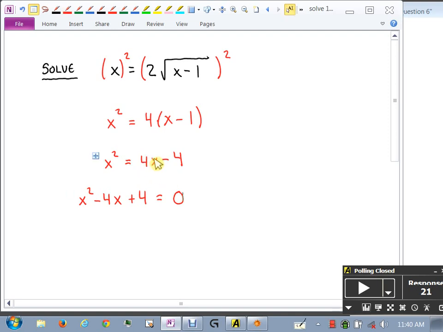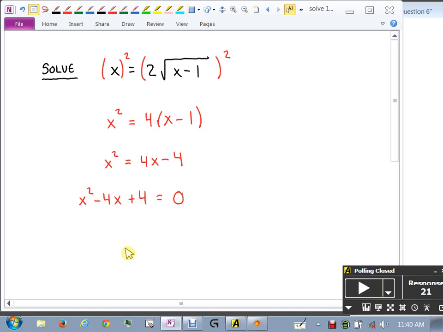So moving the 4x over becomes negative 4x, then this over here is positive. And now, because it's quadratic, you have 2 options. Well, actually, you have 3. How many of y'all learned completing the square? Yeah, you can do that too, but I always recommend factoring. If factoring doesn't work, go with the quadratic formula.